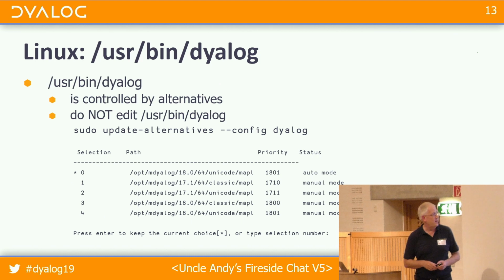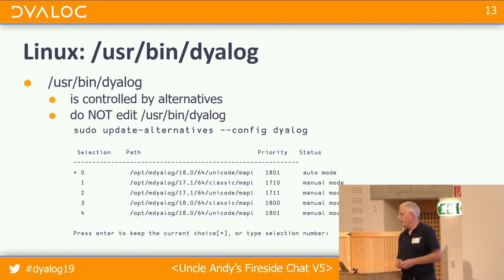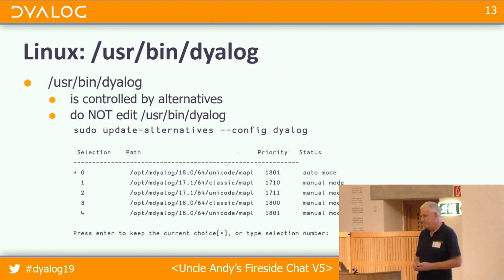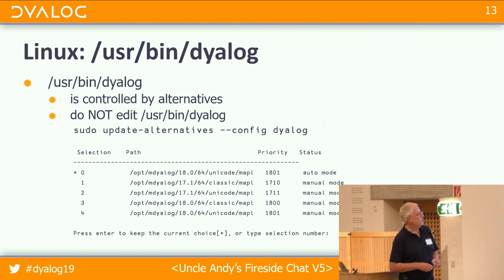A slight Linux aside here, by the way. When we install on Linux, we create a file called /usr/bin/dyalog. It's a script that merely calls the particular version of APL that you want. Do not edit that file. It is under the control of the Linux alternatives mechanism, way of doing things. I'm not quite sure what the right word is.